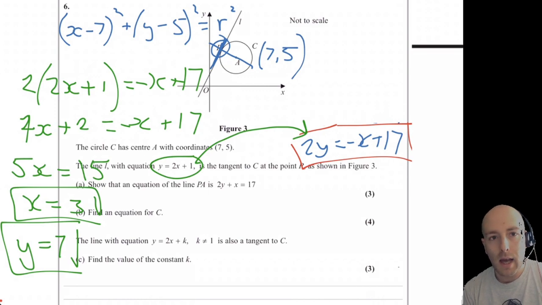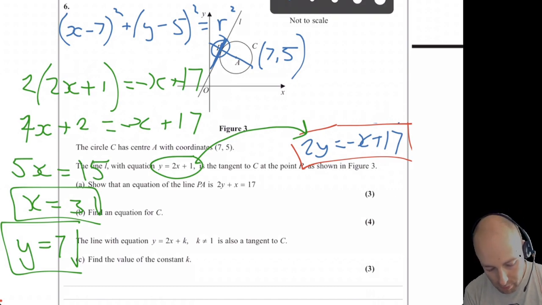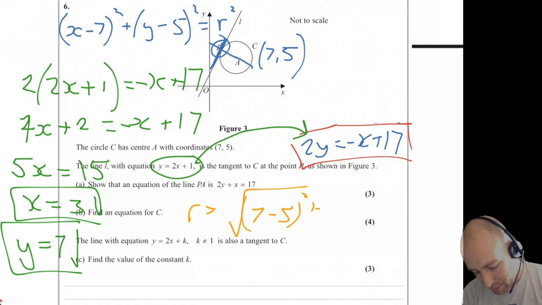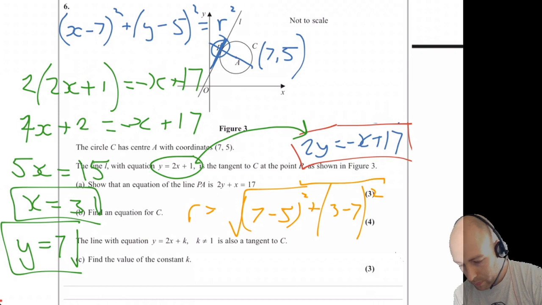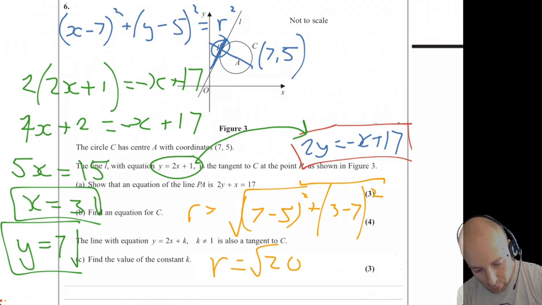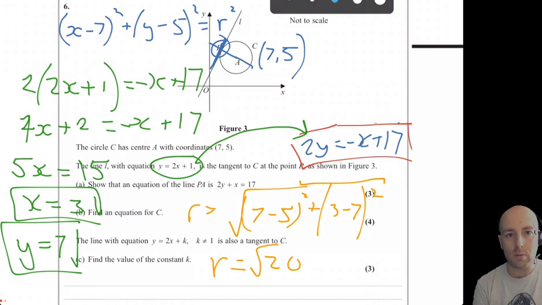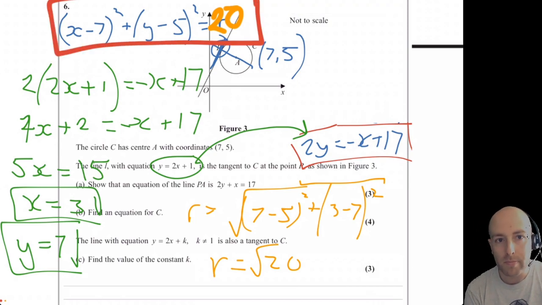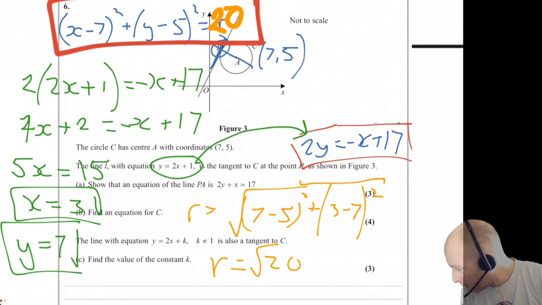So that's point P. We can work out the radius by doing the length of the line between P and A. So the radius is the square root of 7 take 5 squared plus 3 take 7 squared. So that's 4 plus 16, square root of 20. So the radius is root 20. So in my equation, we're going to write 20 as the radius squared. So that should be your answer to part B. Nice, good, well done, Tom.